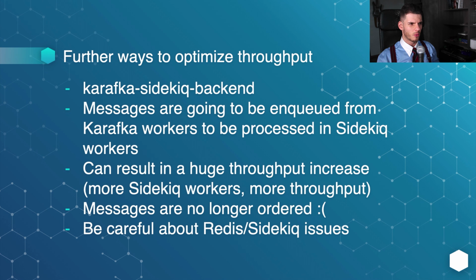There is also one more way to optimize throughput, although this is a bit more extreme one and it has its own consequences which can be serious. You can use the Karafka Sidekiq backend, which is extracted to a separate gem. With the Sidekiq backend, messages will be pushed to Sidekiq as jobs from Kafka workers instead of having them processed directly in Kafka workers. So this can result in a huge throughput increase, as the more Sidekiq workers you have, the more messages you can process in parallel, and pushing stuff to Redis from Kafka workers is not really an expensive operation. But this approach has its consequences.